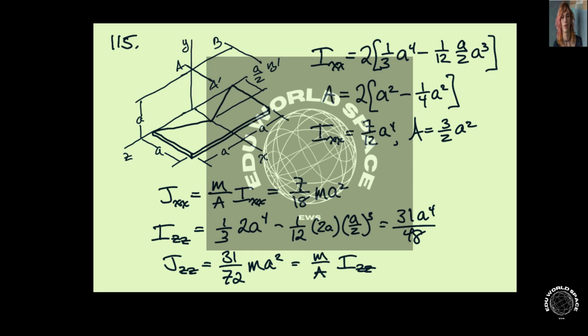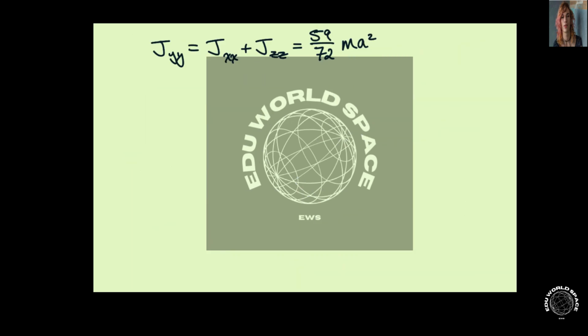Again, we can get the mass moment about the z-axis using this and this, and we wind up with 31 over 72 ma squared, which is just that simplified. And then Jyy is Jxx plus Jzz, and if we add those up, we get 59 over 72 ma squared.